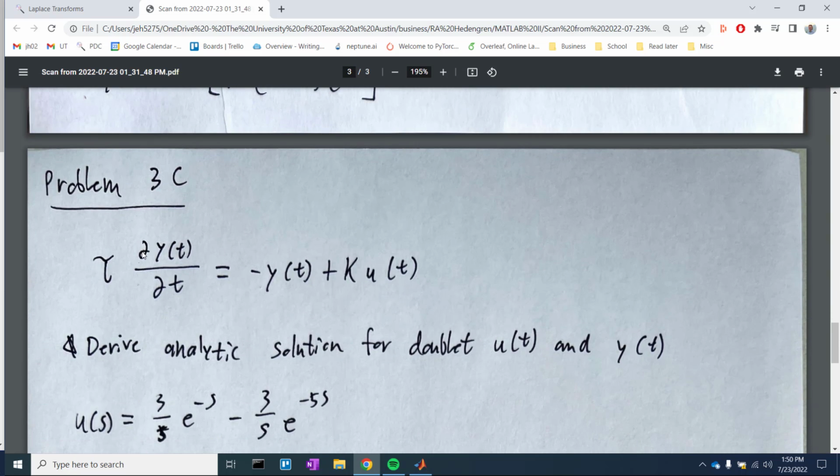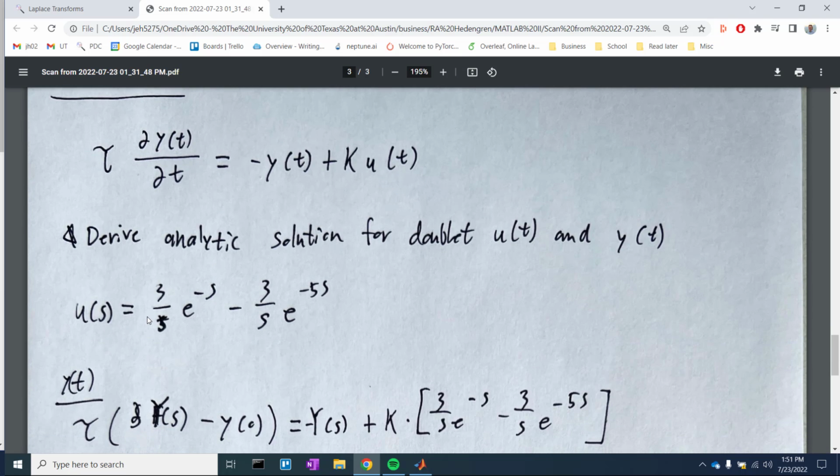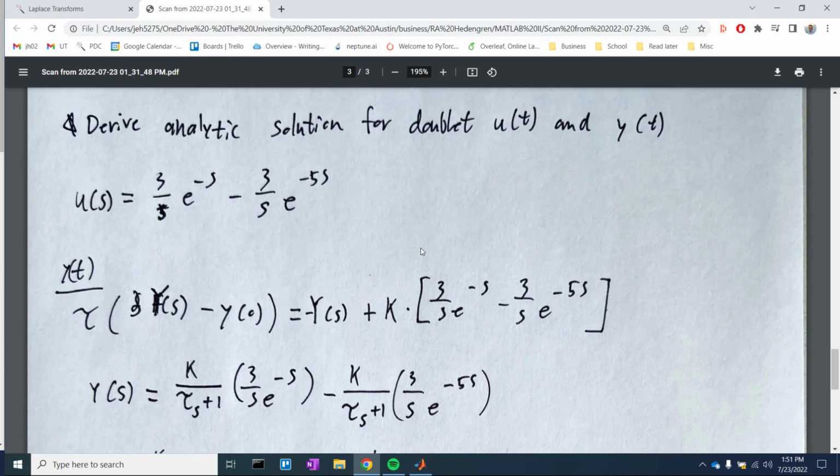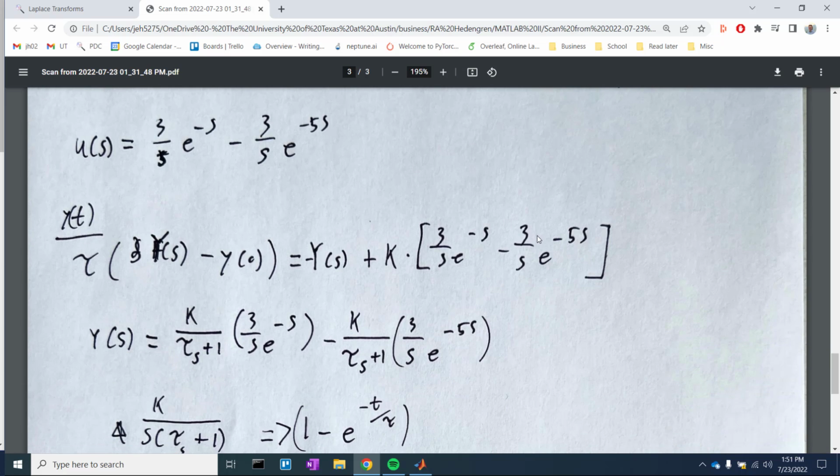Finally, let's look at 3c. This is actually a first order plus dead time, the same first order equation, and we're going to find the analytical solution for a doublet u of t and y of t. The u of t is the same step equation we had from problem 1, so 3 over s e to the negative s minus 3 over s e to the negative 5s. Then for the function y, tau times the derivative, that's s Y(s) minus y naught, equals negative Y(s) plus k times our u. So here our u is in the Laplace form.